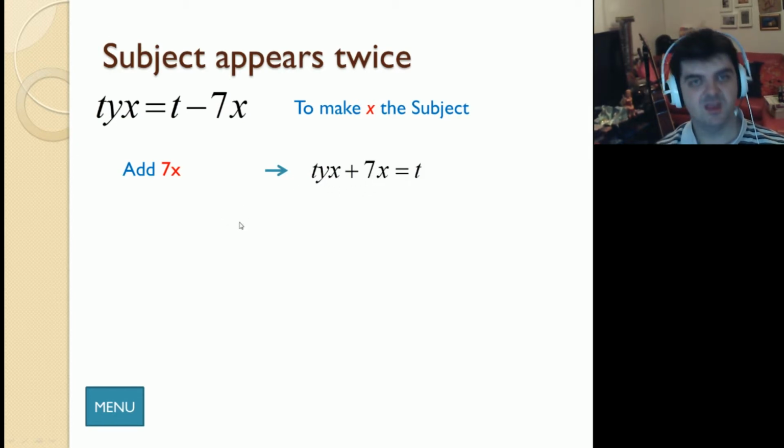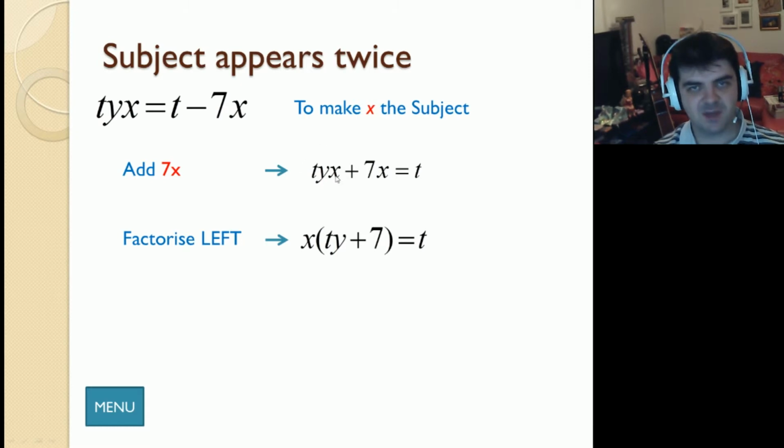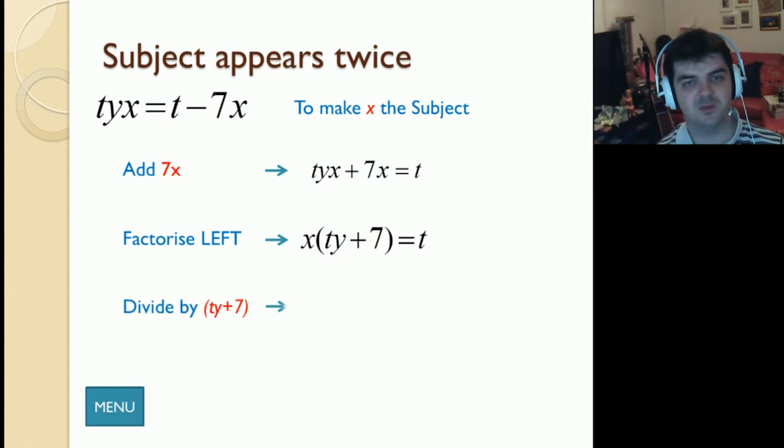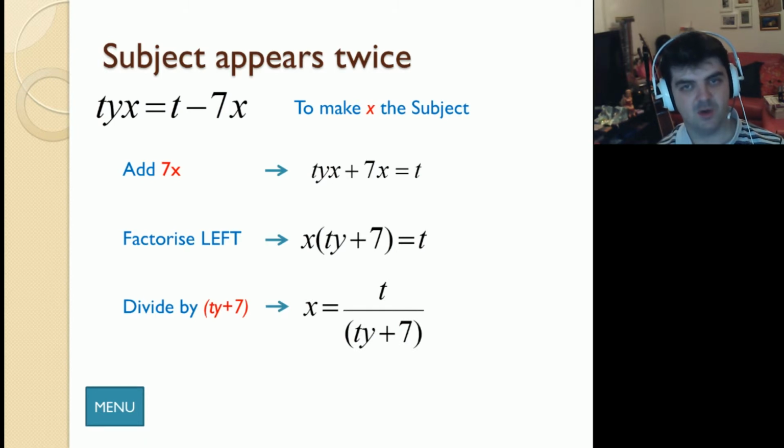They both have x's. If I take x out as a factor, I'm going to divide both terms by x. If I divide tyx by x, the x and x cancel, and I'm left with ty. If I divide 7x by x, I'm going to get 7. So it's going to be x times (ty plus 7) equals t. And if I just want to get x on its own, x is multiplied by this bracket of ty plus 7. We're going to divide by the ty plus 7 because that's the opposite of multiplying by, and you would get x equals t over ty plus 7.